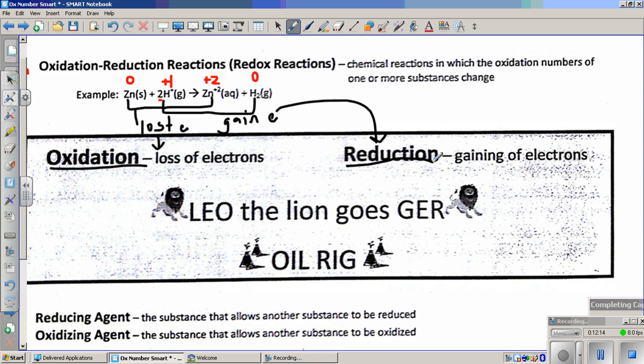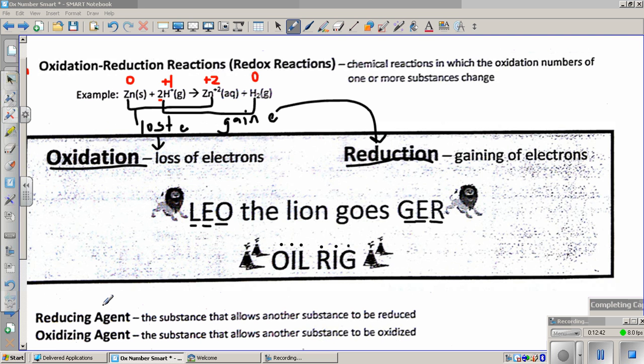There's some little mnemonic devices there to help you with it. Leo the lion goes grr. Leo stands for loses electrons oxidation. GR stands for gains electrons reduction. Or OIL RIG: oxidation is loses. RIG means reduction is gains. Whatever way works best for you. Also, there's some other terminology which is really, really silly if you ask me my opinion.